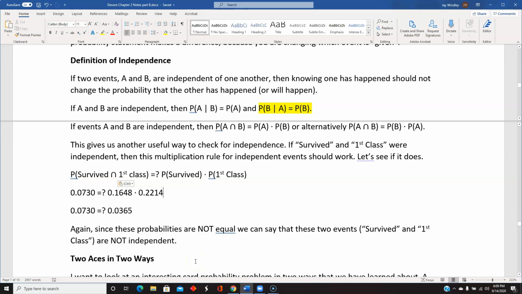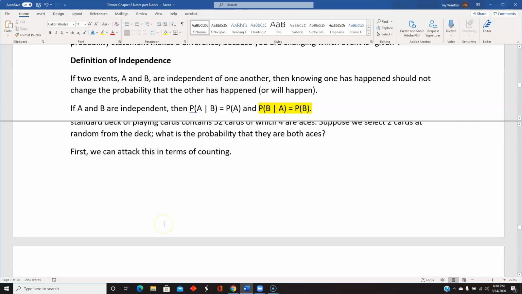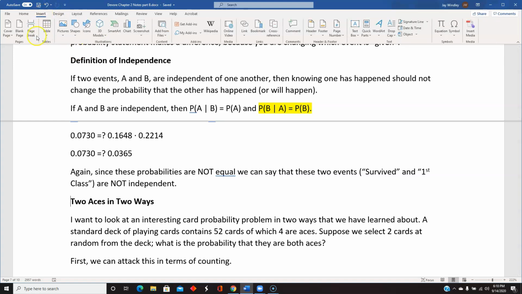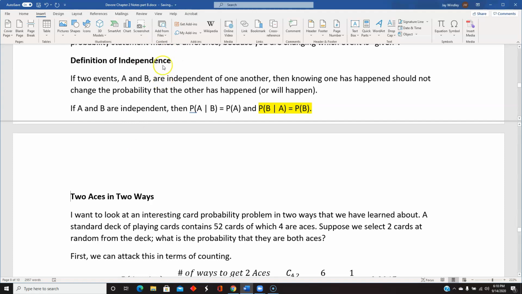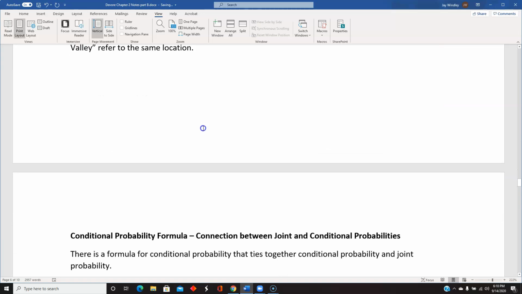Okay, let's look at an interesting little problem from a deck of cards. A standard deck of cards has 52 cards, of which 4 are aces. Suppose we select 2 cards at random from the deck. What is the probability of them both being aces? So I'm going to attack this in 2 ways to show 2 different ways we've learned of dealing with probability.